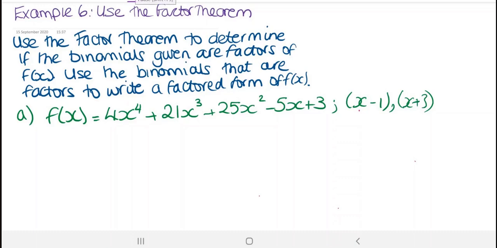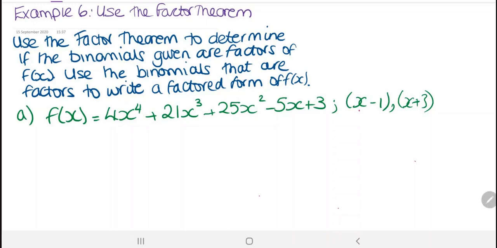So example 6, use the factor theorem. It says use the factor theorem to determine if the binomials given are factors of f of x. Use the binomials that are factors to write a factored form of f of x. So the question given, A. We need to see if the binomials x minus 1 and x plus 3 are factors.